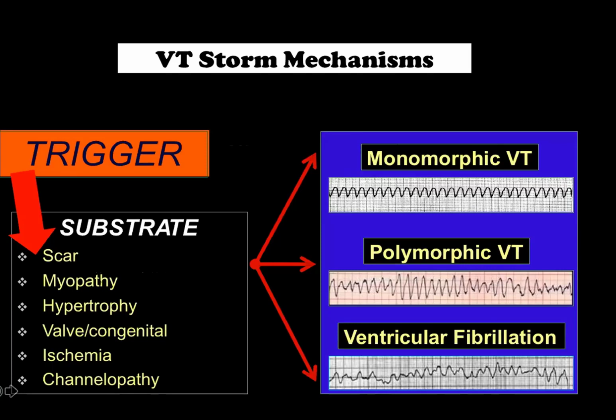So this is an example of monomorphic VT or polymorphic VT, another example of torsades VF. And these are the substrates or the triggers: if the patient had previous MI, myopathy, valvular lesions, neuroischemia, or channelopathy, for example, Brugada syndrome. So these are the mechanisms behind the VT storm.